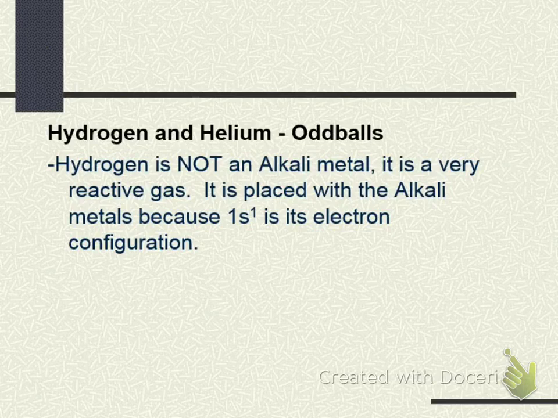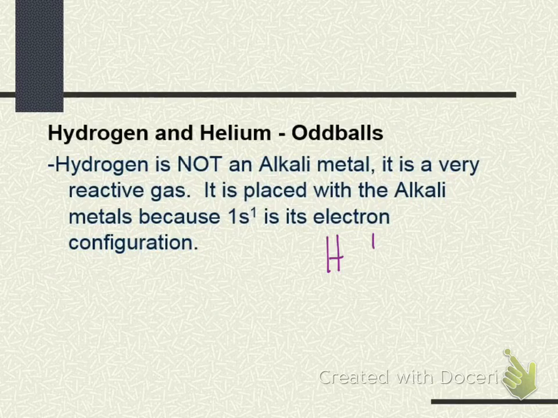Hydrogen is not an alkali metal. It is a very reactive gas, and it is placed with the alkali metals just because of its 1s1 configuration. But it has many unique properties, including that it's the only element that doesn't have a neutron. Most of the isotopes don't have a neutron. It's also the only element that, when it gives away its electron, which it likes to do, will have no electrons as well.